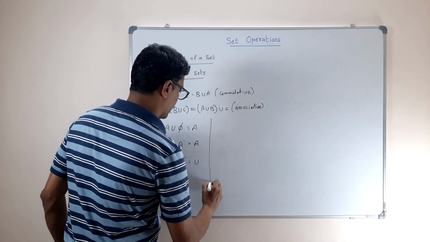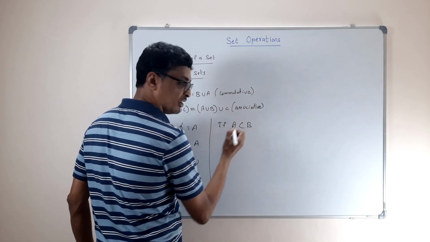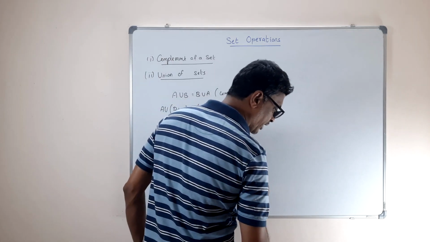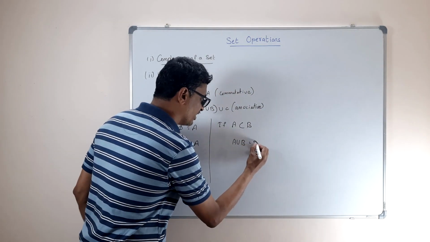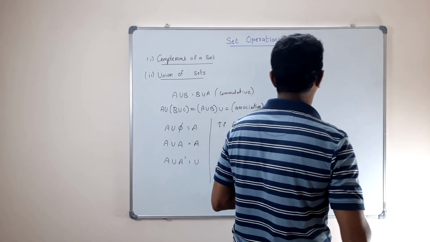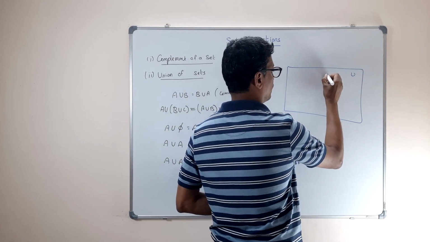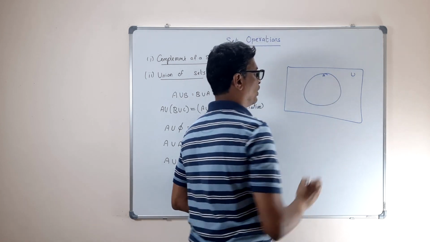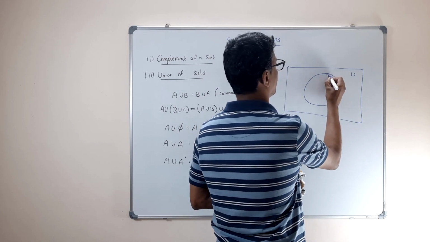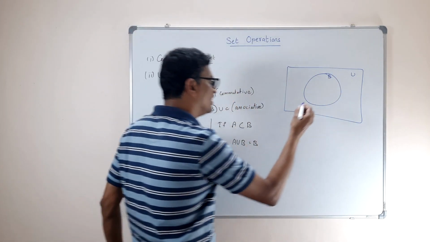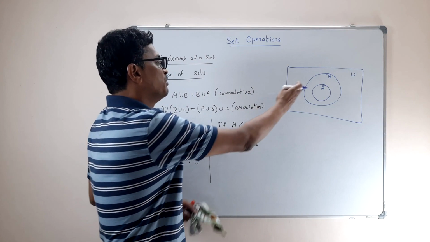And the next property is, if A is a subset of B, can you tell me then what will be A union B? It will be B. How will you show it in a Venn diagram? This is U, the universal set. You have B, and A will be inside B, something like this. That's only a subset. So A union B will be equal to B itself.